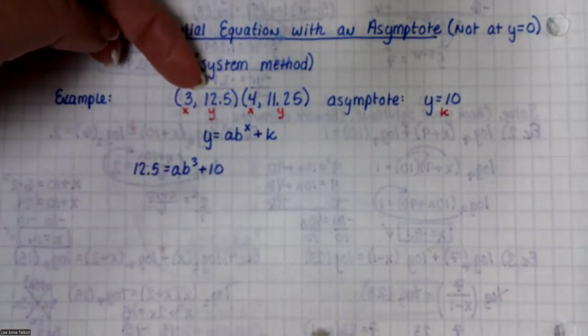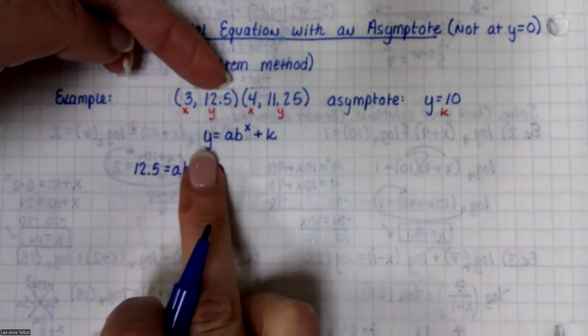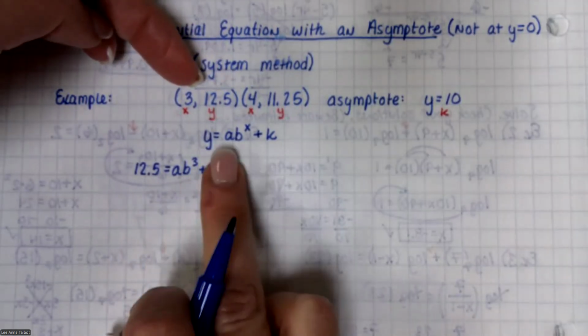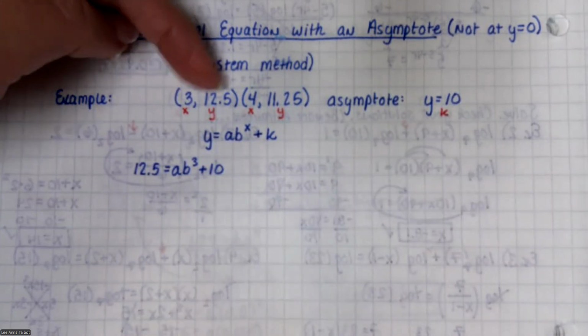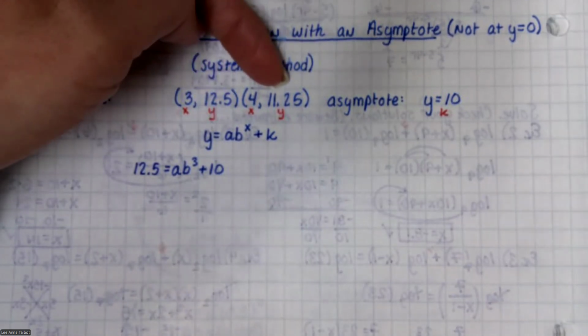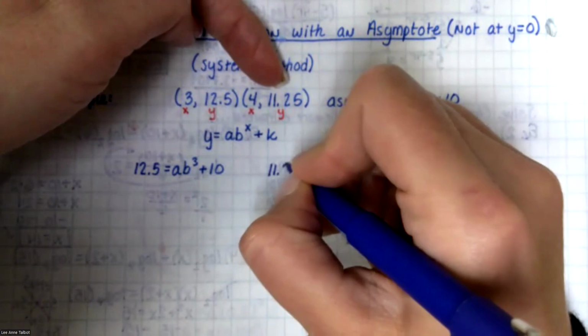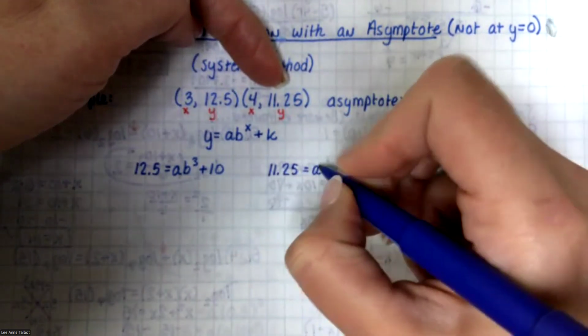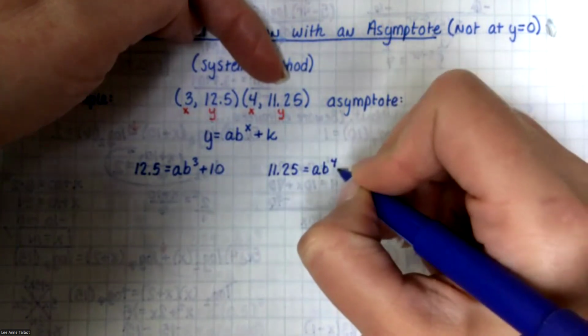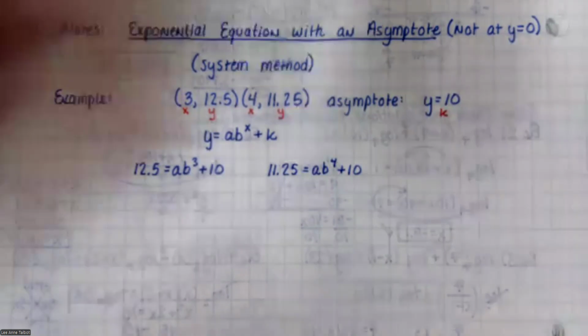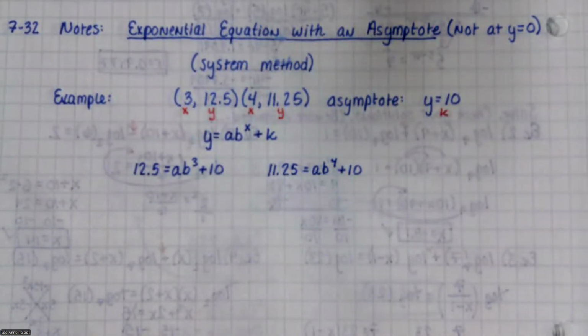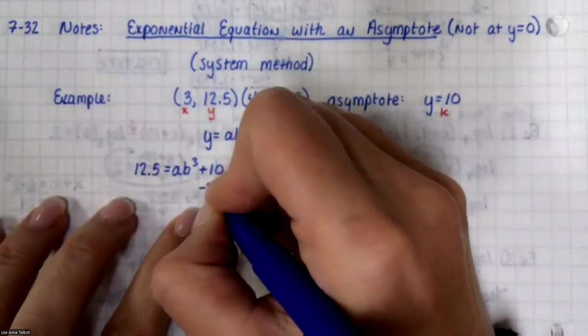Make sure you understand where all that stuff came from. The 12.5 went in the Y spot. The 3 went in the X spot and the K is 10. So I just did this coordinate. Now I'm going to do this coordinate: 11.25 equals A, B to the fourth plus 10. Anyone confused? Want to ask me what happened? You okay? You sure? Okay, now minus 10 from both sides.